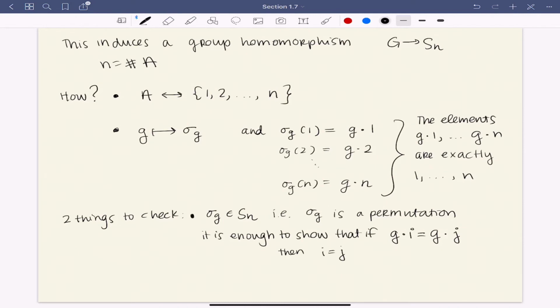And then the next thing to check is that this is a homomorphism, right? Not just that this is a well-defined map, but this is an actual group homomorphism. So check that sigma of H composed with sigma of G is actually sigma of HG. And this second part can be checked using the axioms of the group action. I'm not going to do that here.